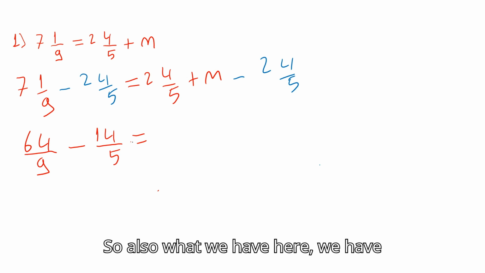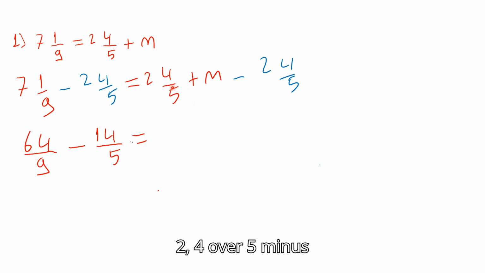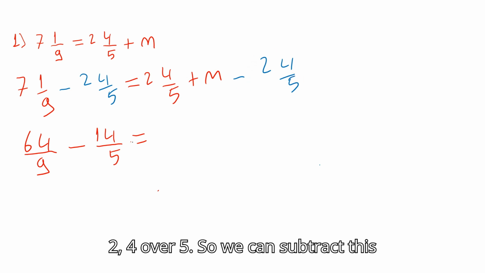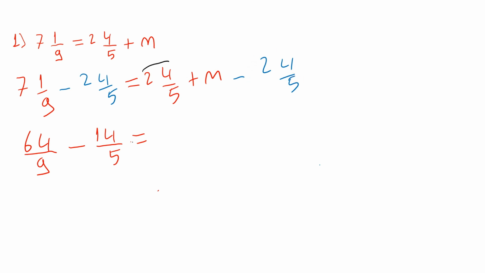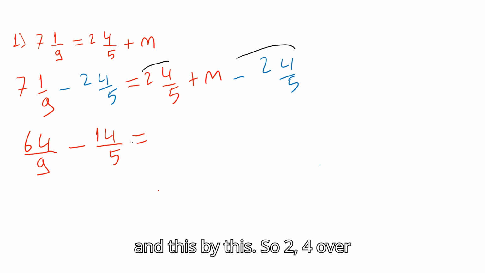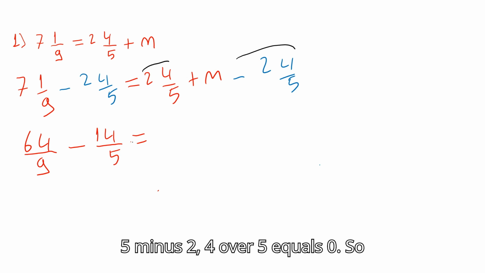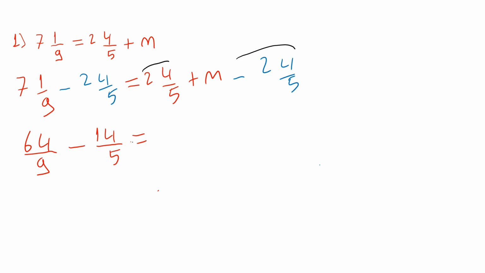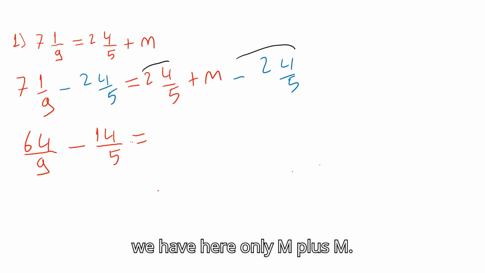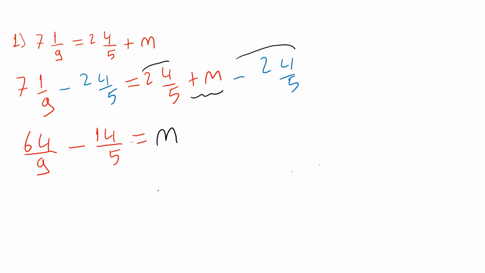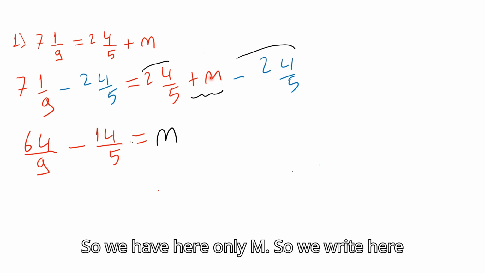Also, what do we have here? We have 2 4/5 minus 2 4/5. So we can subtract this from this. 2 4/5 minus 2 4/5 equals 0. So we have here only m, because 2 4/5 minus 2 4/5 is 0. So we have here only m, so we write here m.